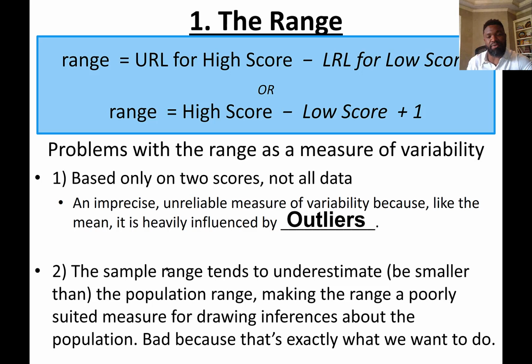And additionally, the sample range tends to underestimate the population range. So that means if we take any sample, right, and we try to say, hey, here's a sample out of the population, it's always going to be lower than what the actual range is for the population, unless you happen to randomly get the highest person and the lowest person. But what are the odds of that happening, right? So pretty much any sample range will always underestimate the population range. And therefore, it's not really good for statistical purposes because you can't draw inferences about that in the population. And that's bad because that's exactly what we want to be able to do. So we don't tend to like the range for that particular reason.